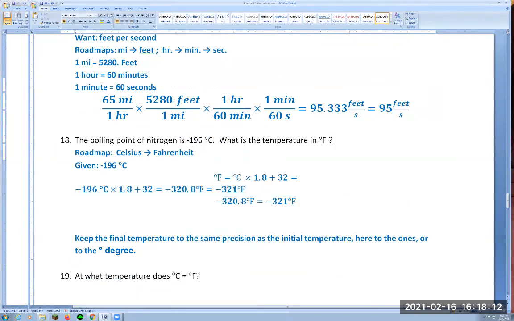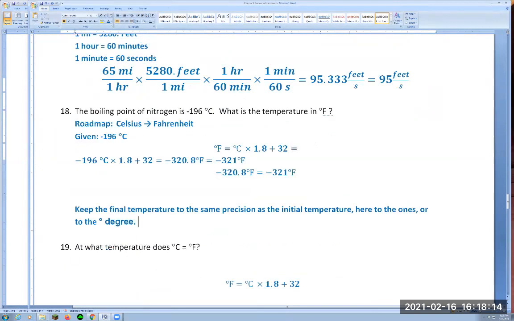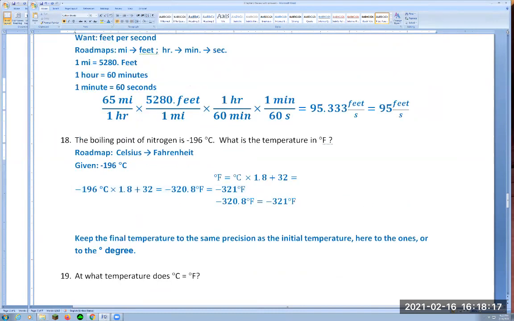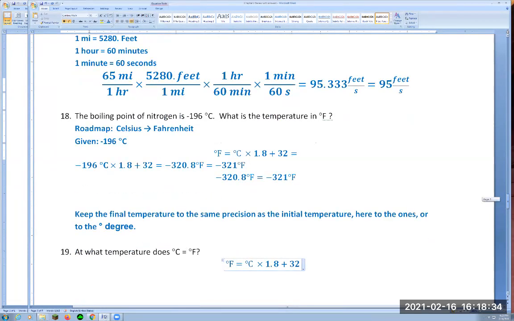So let's do problem 19. At what temperature does the number of degrees Celsius equal the number of degrees Fahrenheit? So it looks like we will use the same equation because it relates degrees Fahrenheit to degrees Celsius. So let's use the same equation here. And we have this relationship between degrees Fahrenheit and degrees Celsius, and we want to know what is the temperature for which these two values will be equal.